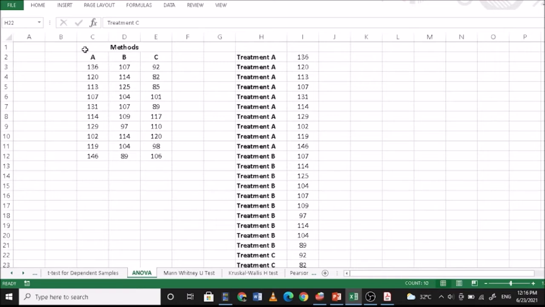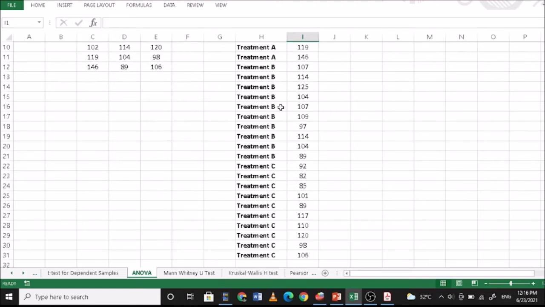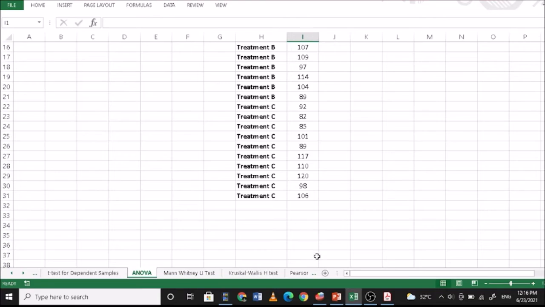So usually the data is presented in this manner. This is the number of items correctly assembled, and these are the respondents that used method A, respondents that used method B, and respondents that used method C. So to prepare this for PSPP, you can have this as your method and then the number of items that were correctly assembled. You prepare it in this manner.